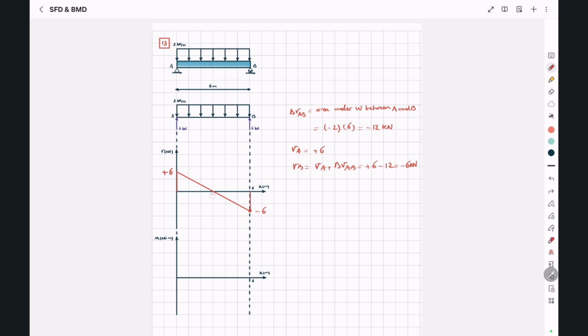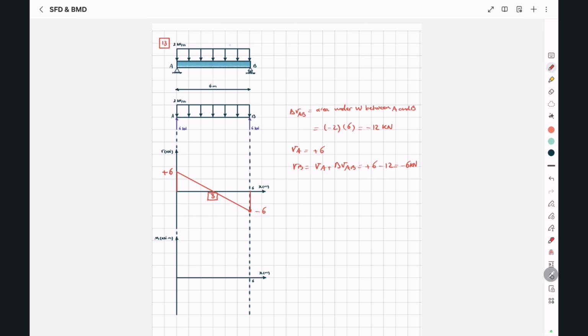So at a distance of 3 meters from each end, the shear force is equal to 0. But in general, or when we have a more complicated distributed load, in order to determine at what point the shear force will be equal to 0, we can use the method of section.